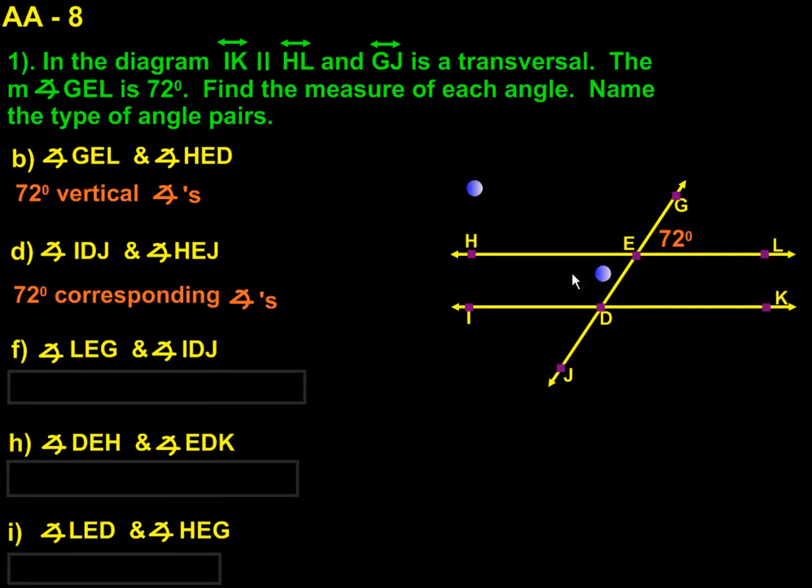Okay, the next two angles we have are LEG, which is right over here, and IDJ, which is right over here. And we can see that these are both on the outside of the parallel lines. So they're exterior and they're alternate. So we have alternate exterior angles. And again, because this is breaking through parallel lines, whatever it does to the top line, it's going to do to the bottom line. So these are going to both be 72 again.